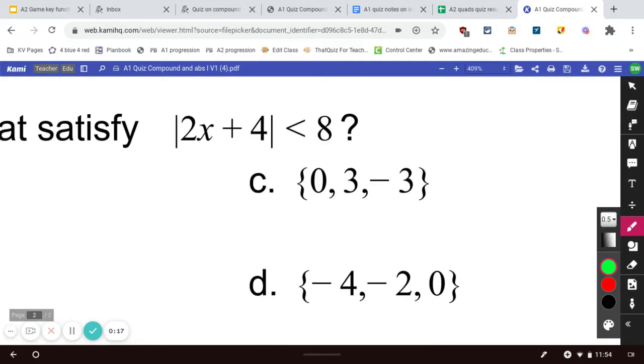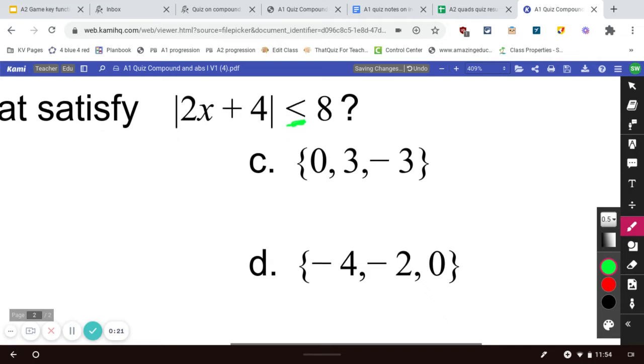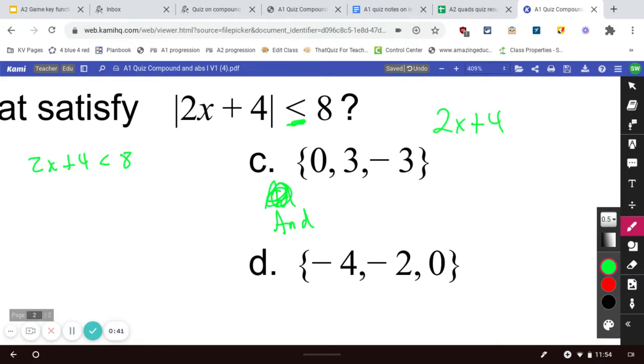So because this is a less than symbol, I know that we're going to have an "and" statement. Okay, so we're going to have 2x plus 4 is less than 8. That's the original. And, oh, can't spell "and." And we're also going to have 2x plus 4 is greater than, so I flipped the sign, negative 8.